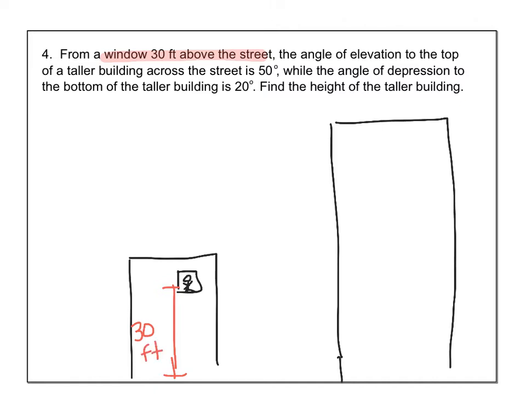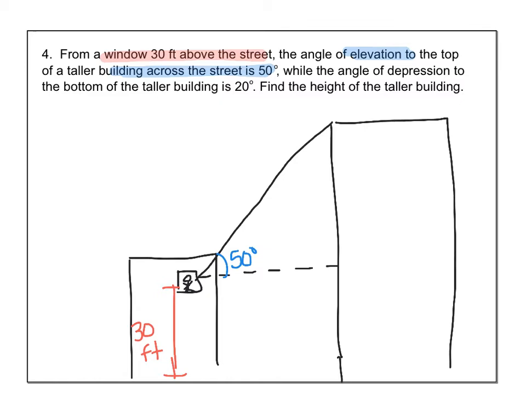And then the next part, it says the angle of elevation to the top of the taller building. So from here, they're going to look up to the top. There is then this imaginary horizontal line, because in order to have an angle of elevation, it has to be between the hypotenuse and the horizontal line. So that says that the angle of elevation to the building across the street is 50 degrees. So that's going to be 50 degrees between the hypotenuse and the horizontal line.